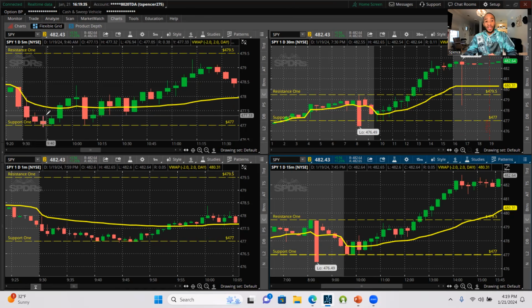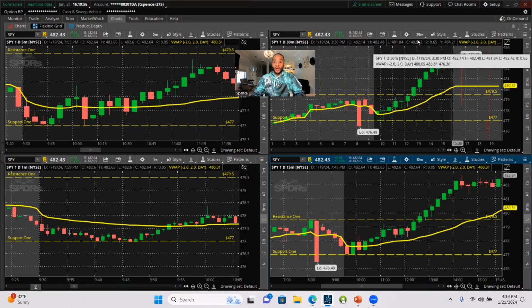Now, as time progressed, the buyers came in after 9:45 a.m. and then it was a bullish sentiment. So the bulls started buying the SPY up, and then we started to trend up a little higher, and then we got a rejection at $478.38. Let's look at the 30-minute time frame.